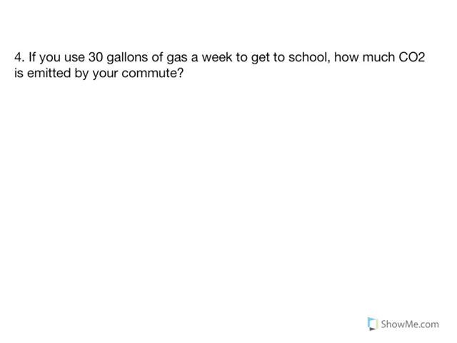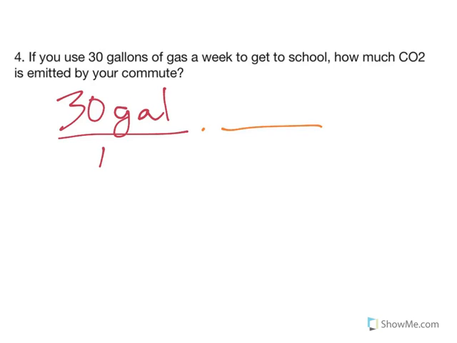So you use 30 gallons of gas a week to get to school. How much CO2 is emitted by your commute for that week? Well, you start with 30 gallons. Same process of conversions. What do you start with? So we start with 30 gallons. Now, we want to know how much CO2.